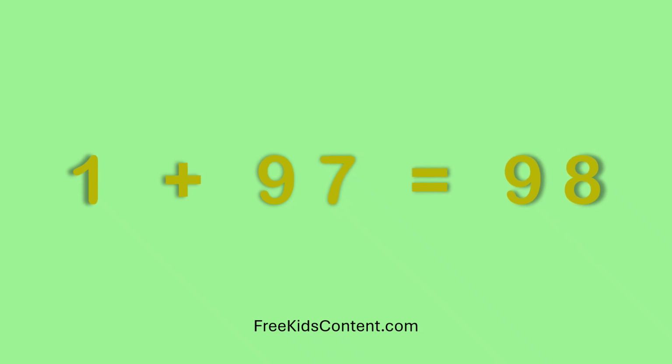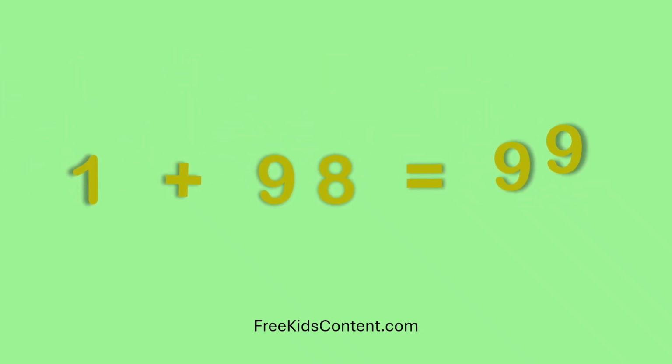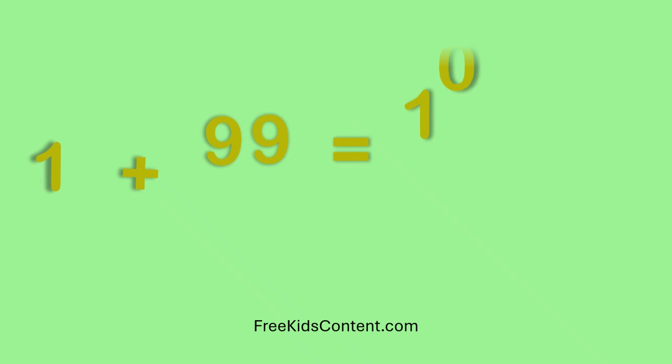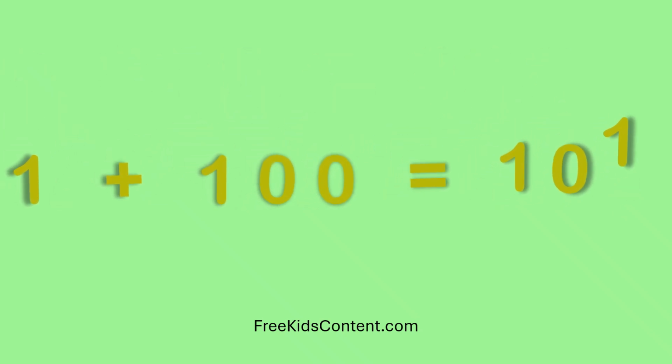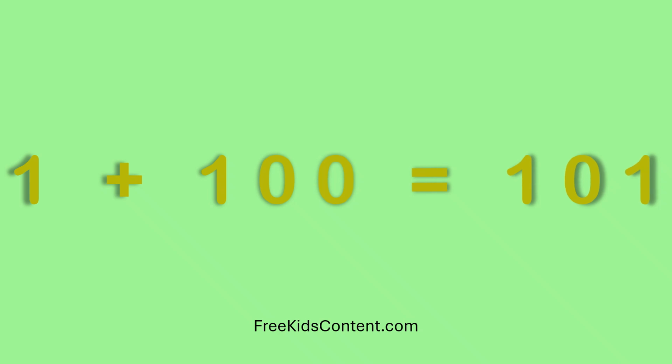1 plus 97 is equal to 98. 1 plus 98 is equal to 99. 1 plus 99 is equal to 100. 1 plus 100 is equal to 101.